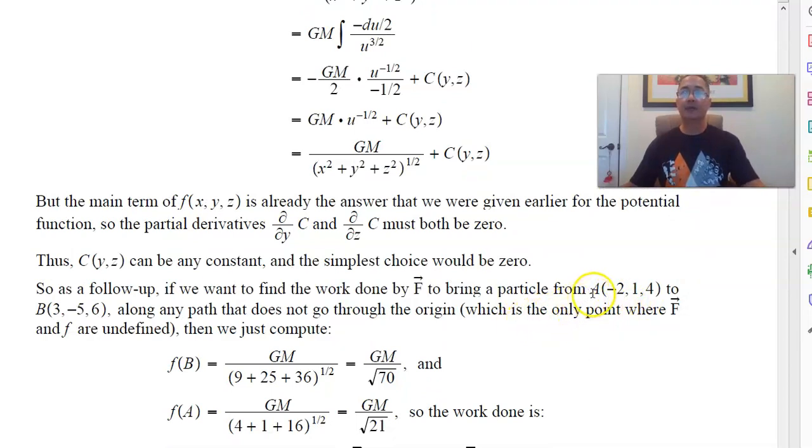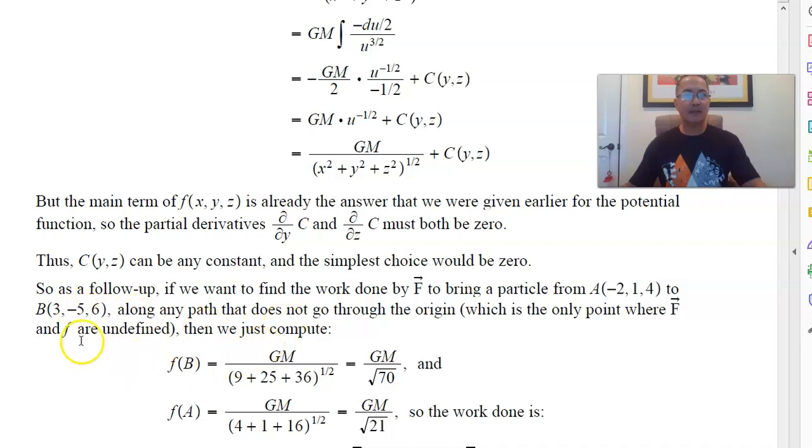So we're going from point A to point B, and we can use any path that we want as long as you don't go through the origin. Why is that? Because you definitely don't want to go to the center of a planet. You will be crushed by gravity, if not all the rocks around you. So our vector field is definitely defined everywhere except the origin. So what do we do? We plug in our endpoints.